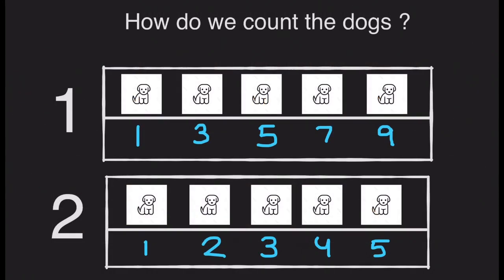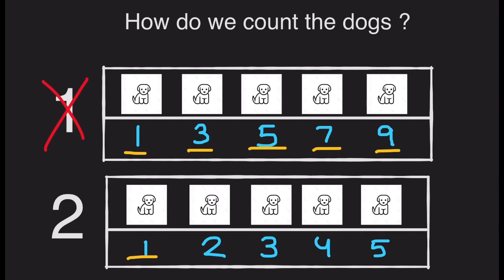Alright, so now in this question, we're going to have to count the dogs. So first they wrote 1, then 3, but that's supposed to be the second dog. Then they wrote 5, then they wrote 7 and 9. That's wrong. So let's just cross this first option. Okay, let's see the next option.